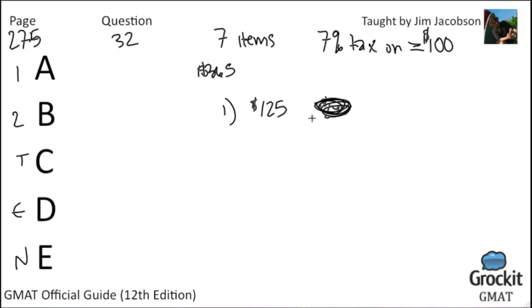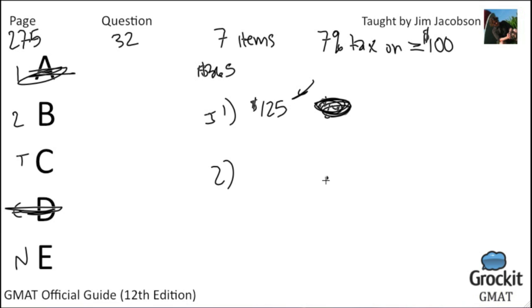We have one single item in statement 1. One item on its own is not going to be enough to figure out what he paid in tax on all of the items. We don't know how many items were at least $100 and therefore taxable. We just know that one of the items was. So this statement is insufficient. We can get rid of A and D.